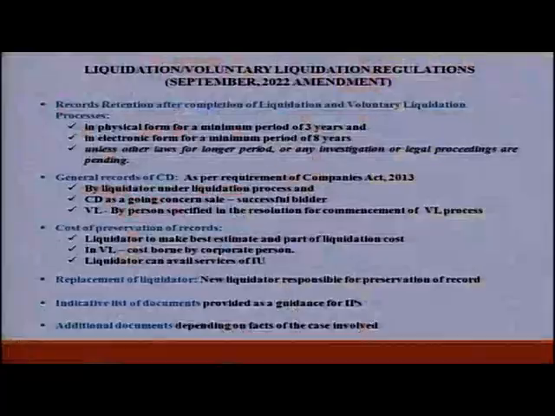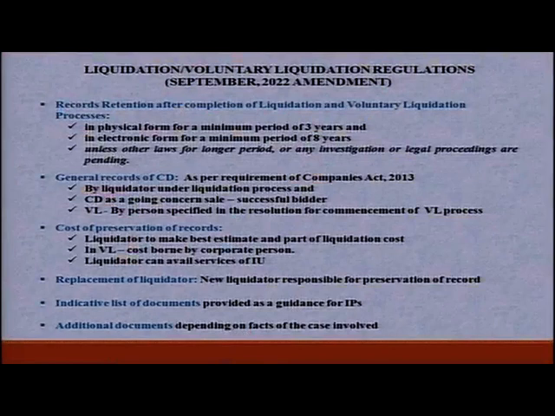The amendments were made in the voluntary liquidation as well as in the liquidation process regarding record retention. Now it has been provided how the records are to be preserved, which records are to be preserved, by whom, and how the cost is treated, everything.